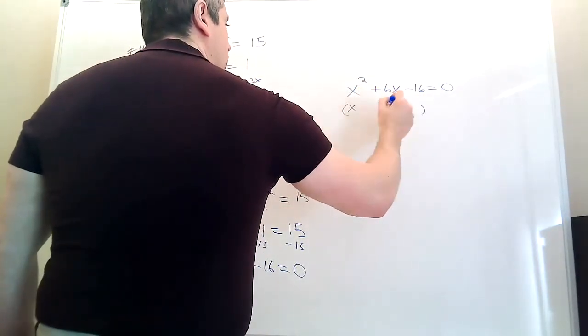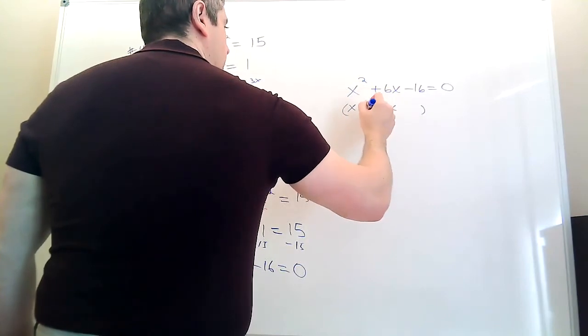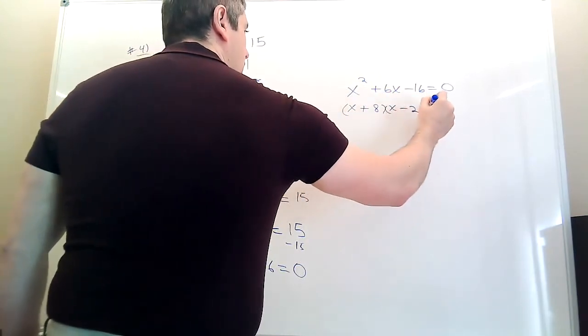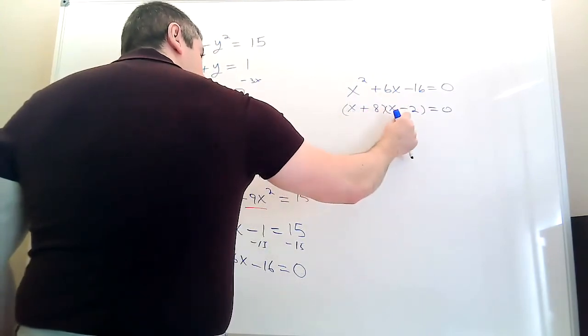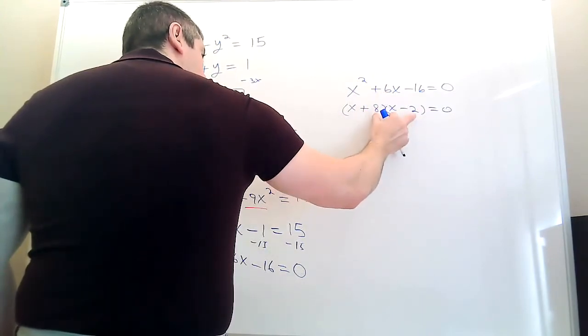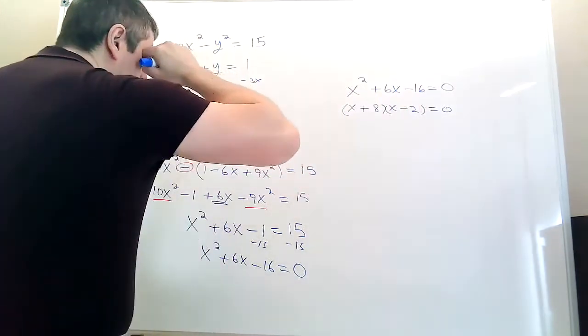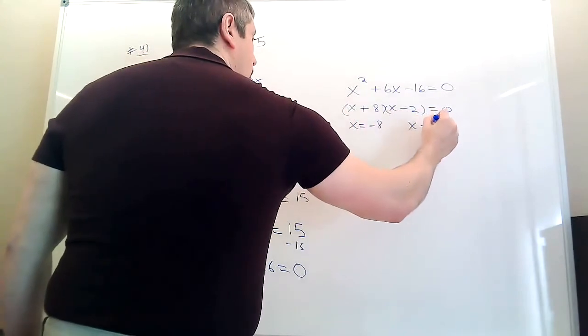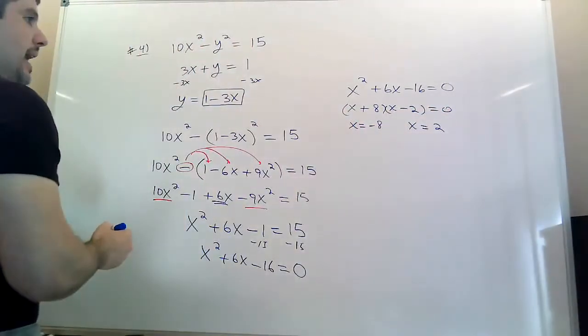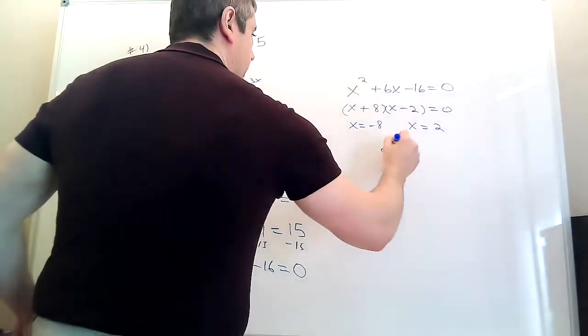You need two numbers that multiply to -16 that make a 6. That has to be 8 and 2. And it has to be a positive 8. Right? Positive 8 take away 2 is positive 6. When you multiply those numbers, you get -16. So you know it works. So x is either -8 or x is 2. Yay, I'm all done. Well, no, you're not quite done.